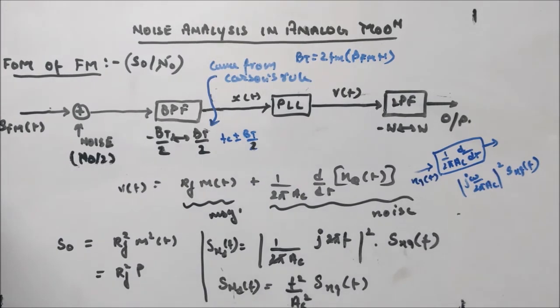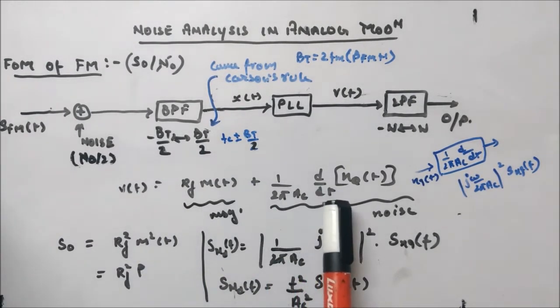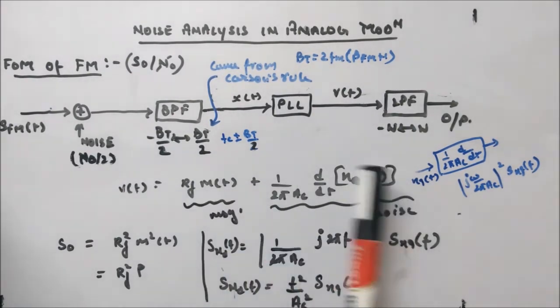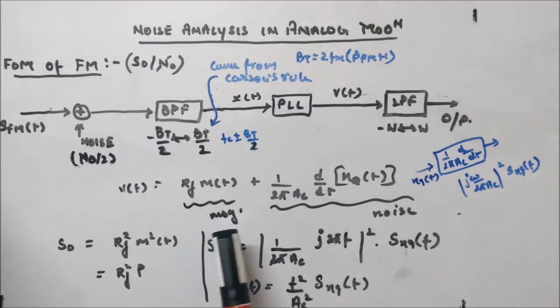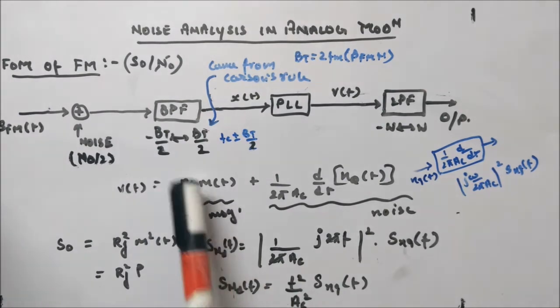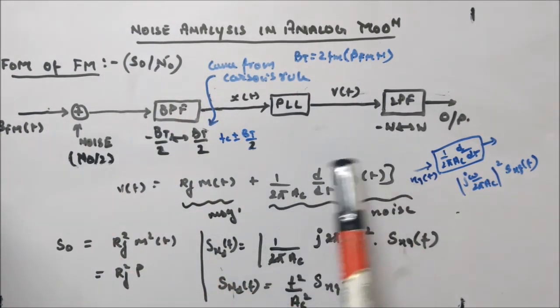Now let's move on. So we have V(t) is equal to Kf m(t) plus 1 by 2 pi AC d by dt of n_Q(t). Now this is your message part, and this will be your noise part. So you can calculate S0 and N0 from here. For the message signal, power can be easily calculated. Just square this term, that is Kf square m square(t), which is Kf square P. So you got your S0. Now you have to calculate N0, and this will be calculated from this term.